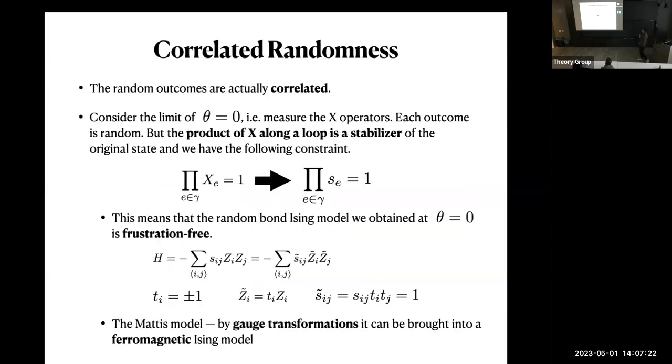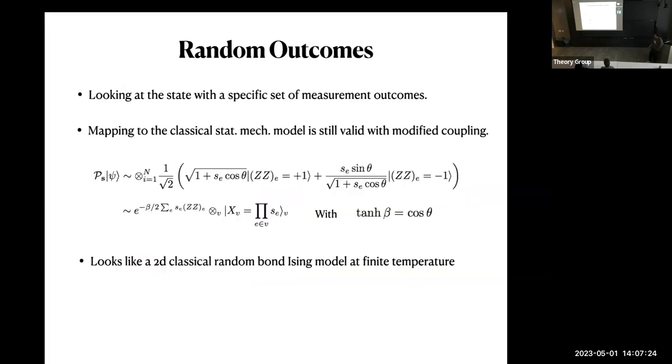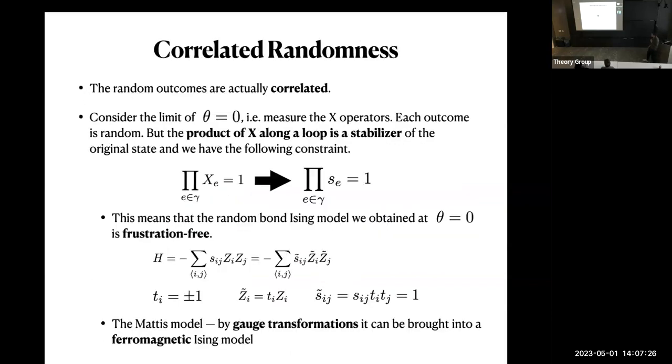Wonderful. So our model is very close to this random bond Ising model, but there's actually a tricky part here, which took us some time to figure out. But in hindsight, it should be very obvious. The problem is that when we consider the measurement problem, there's always a correlation between the outcomes of these spins, because we started from a cluster state which has this constraint.